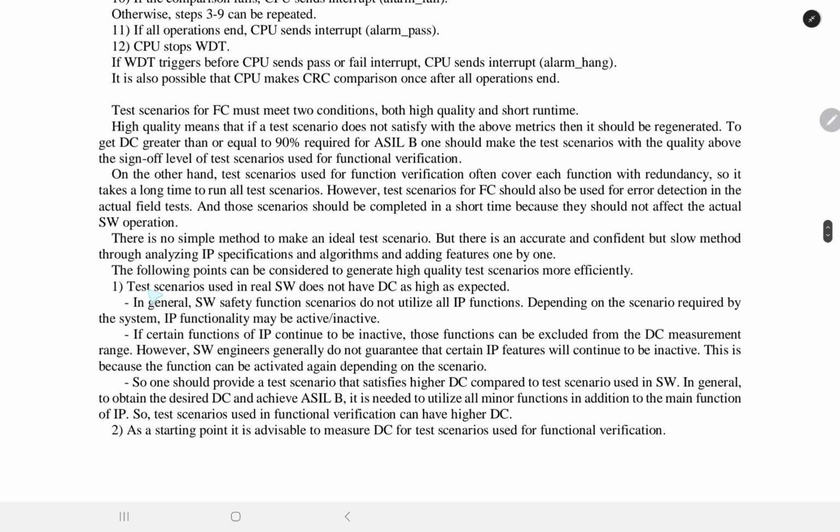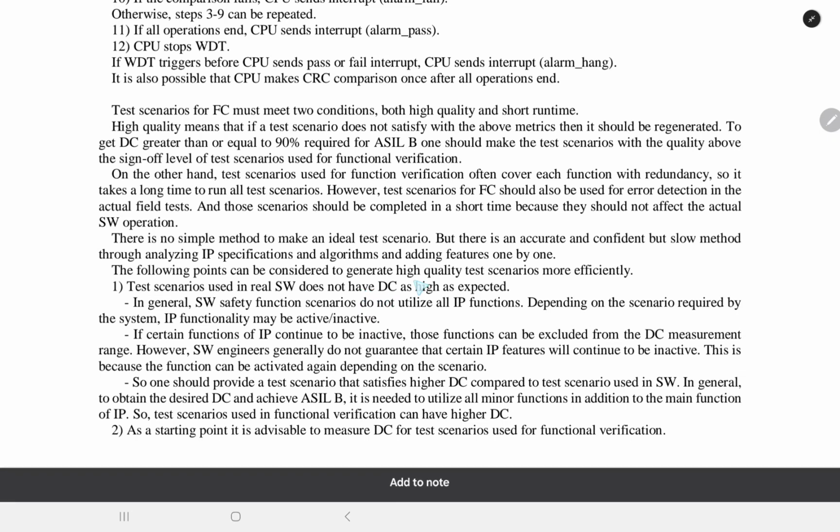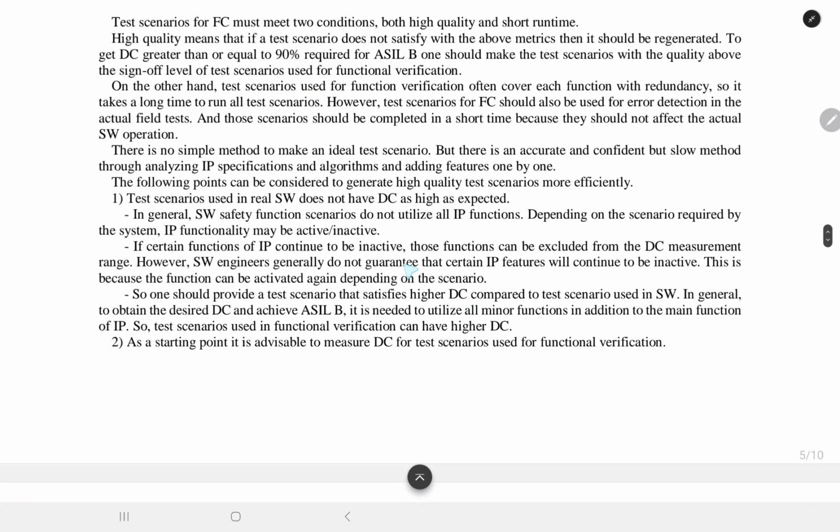For one, test scenarios used in real software do not have diagnostic coverage as high as expected. In general, software safety function scenarios do not utilize all IP functions. Depending on the scenarios required by the system, IP functionality may be active or inactive. Okay, I read this two times.